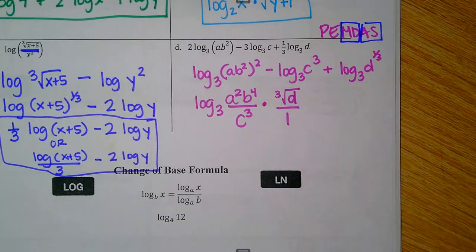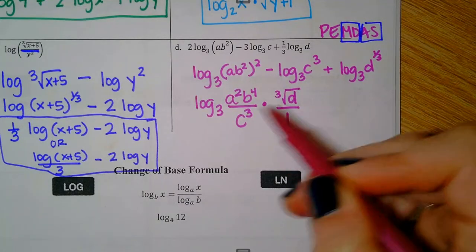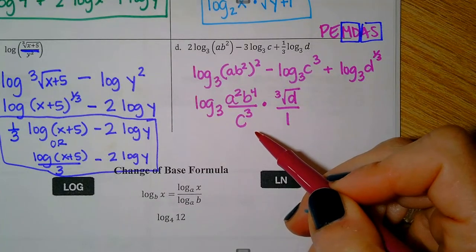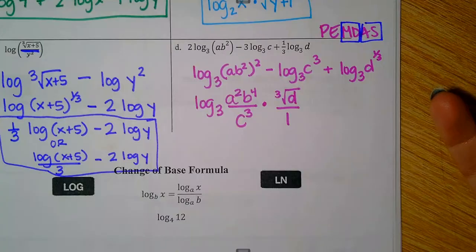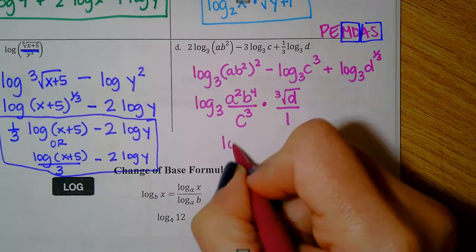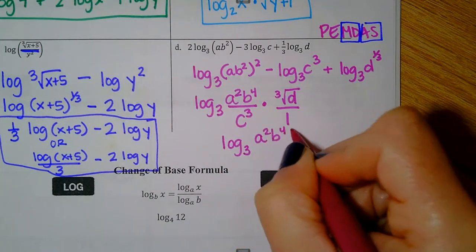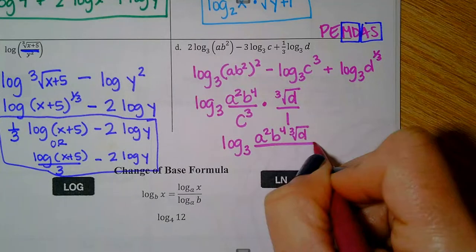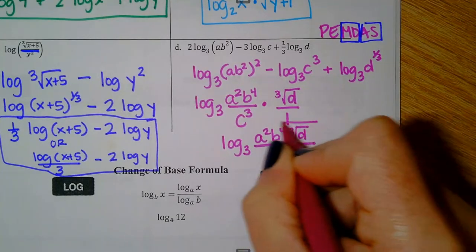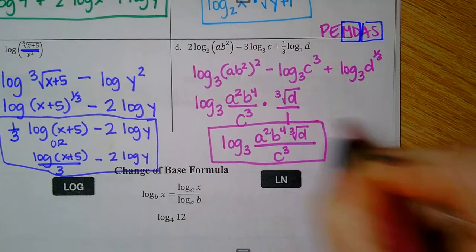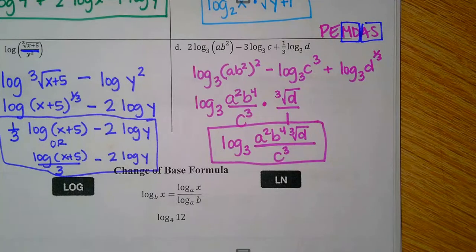Now, that really has a 1 under it. The cube root of d has a 1 under it. So when you're multiplying, you can kind of just tack it on to the top. It goes in the numerator. So if I write this all out, I can just write log 3, a squared b to the 4th, cube root of d, all in the numerator divided by c to the 3rd. It looks like a lot, doesn't it? But it's not that bad, hopefully.